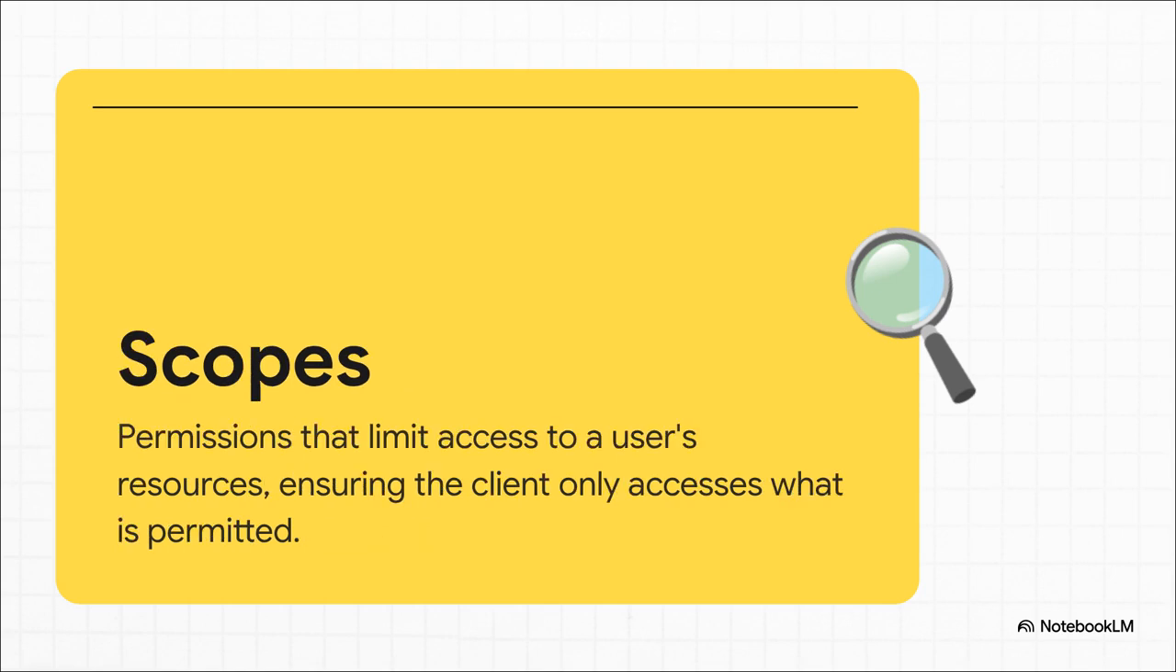Now, this is where it gets really smart. That hotel keycard only opens your room. It won't get you into the gym or the pool, and it sure as heck won't open the manager's office. In the OAuth world, that's what we call scopes. They are these fine-grained permissions that define exactly what an app is allowed to do, like read your profile but not delete your account. It's all about minimum necessary access.